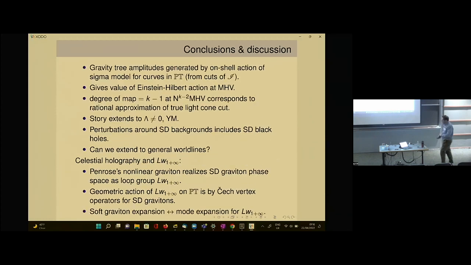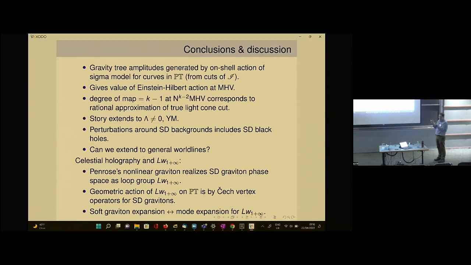Okay, so conclusion. What I've shown is that gravity tree amplitudes can be generated by the on-shell action of sigma models for curves in twistor space. The Carroll sigma model gives you the exact value of the Einstein-Hilbert action at MHV, but at higher MHV degree, we don't quite know what we're doing. But at higher MHV, we are looking at a higher degree map.